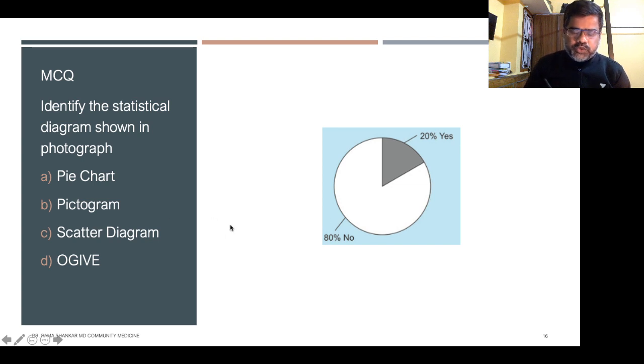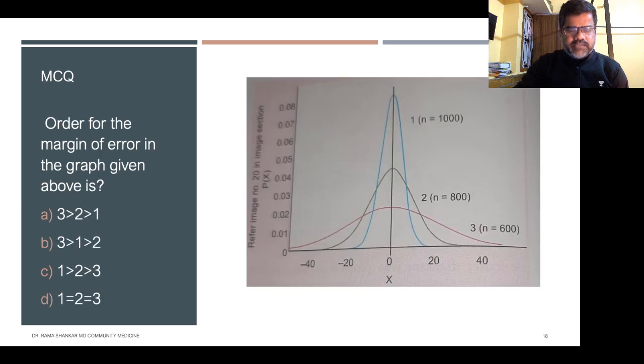So just see, it is a circle, you have 20% yes, 80% no. Normally when we do a presentation, we make such a chart to show the percentage value, how many people are agreeing, how many people are not agreeing. We take 100% as the entire circle, and 20% is saying yes, 80% is saying no. So 80% agrees, 20% doesn't agree. You are trying to show 100% of the data in a pie chart, in a picture. So this is an example of a pie chart. We'll not waste time here. It is the easiest one.